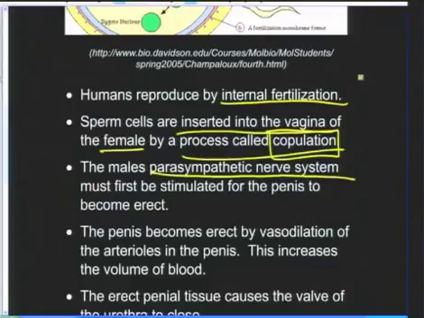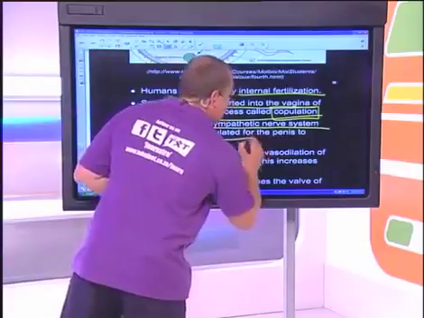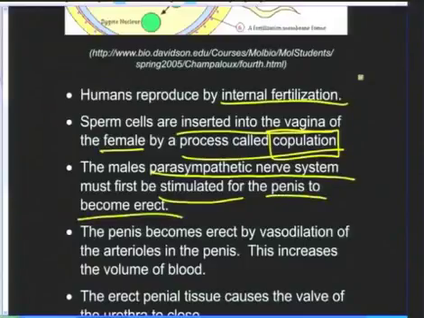The male parasympathetic nervous system. Now, I want you to tell me what that means. Very important thing. The parasympathetic nervous system must first be stimulated before the penis can become erect. Now, understand, that doesn't mean you have to touch or do anything with the penis. The parasympathetic nervous system has to be stimulated.